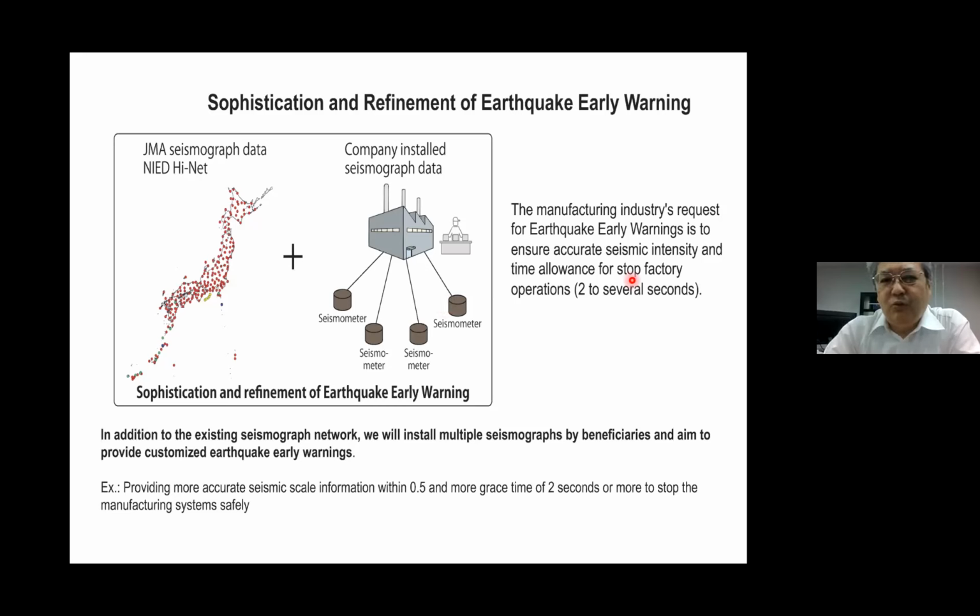And then we can give you adequate or optimal earthquake early warning to ensure accurate seismic intensity and time allowance to stop something. For example, we can give you 2 seconds. That is very important. So we use the public network and also the private network, especially for the client. Due to this, we can give you much better early warning systems.